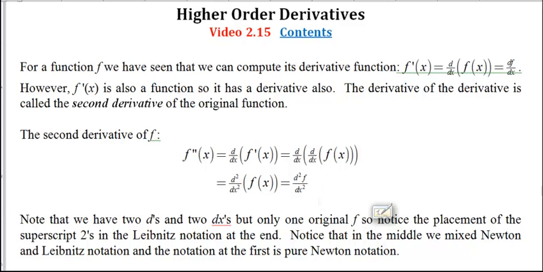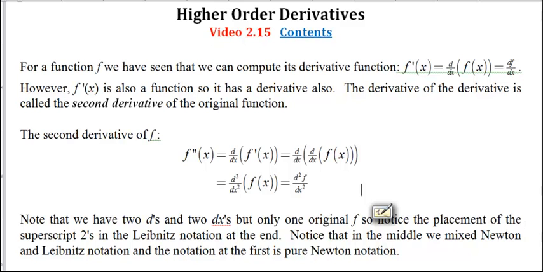I know when I was doing this the first time, I was a little confused about why the squares went here. But if you look back at it this way, you can see that we have two d's and two dx's, but only one f. And so that's why the notation is like it is. So this is kind of a mixture of Newton and Leibniz notation. We have Leibniz notation here, the last line. The very first thing is pure Newton notation, and we kind of have a mixture in the middle.